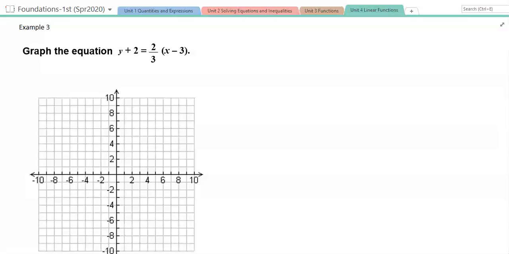So we're asked to graph in example 3, y plus 2 is equal to 2/3 x minus 3. And so remember that point slope form, y minus y sub 1 equals m times x minus x sub 1. So let's label out each individual piece. Now the slope's the easiest one, right? The m will be 2/3. But the question becomes the ordered pair.